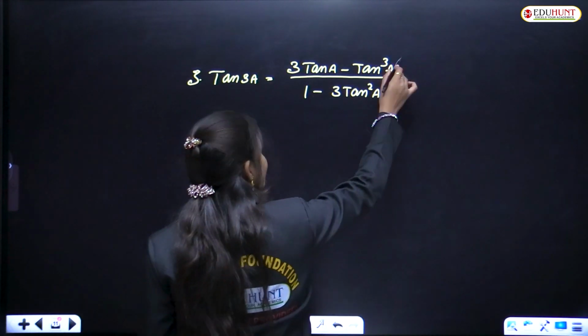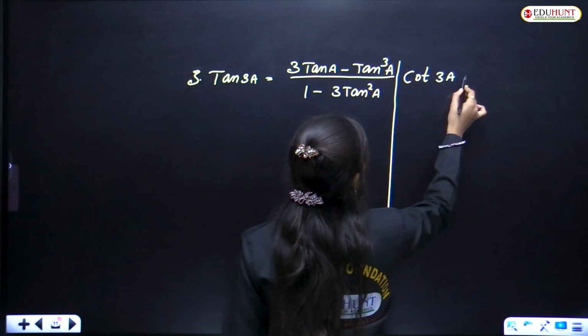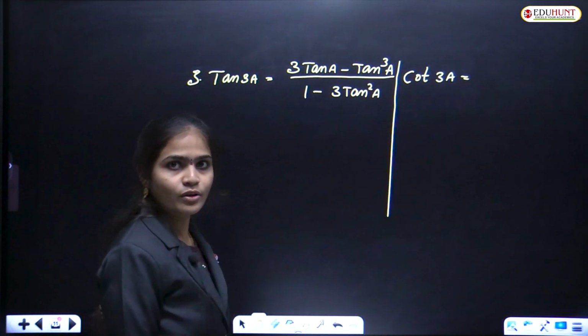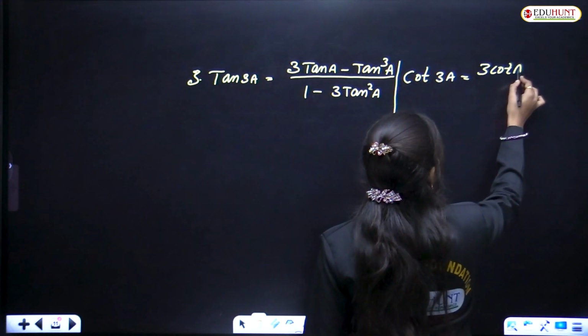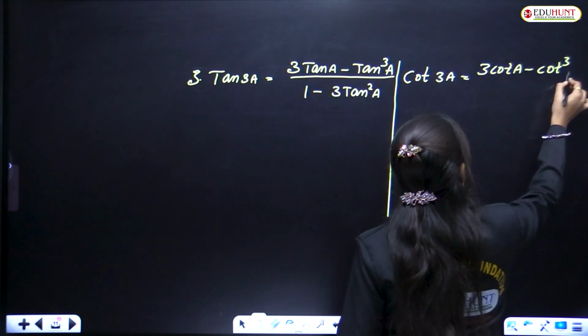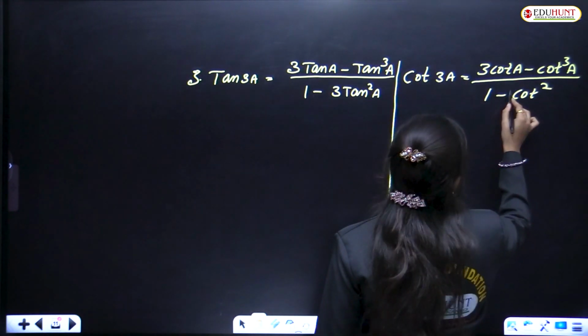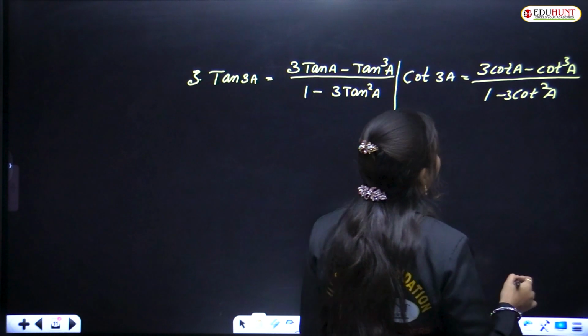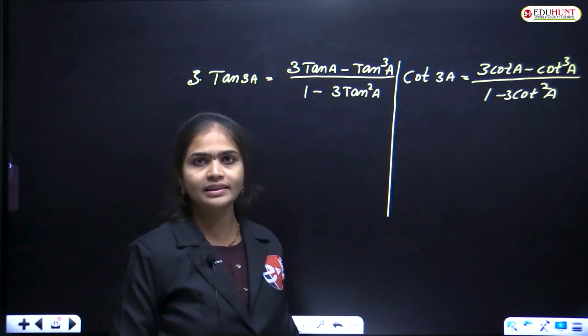What is the formula for cot 3A? Here only I'll tell. The cot 3A formula is just like the tan one, no? It is 3 cot A minus cot cube A whole by 1 minus 3 cot square A. That is the formula for cot 3A.